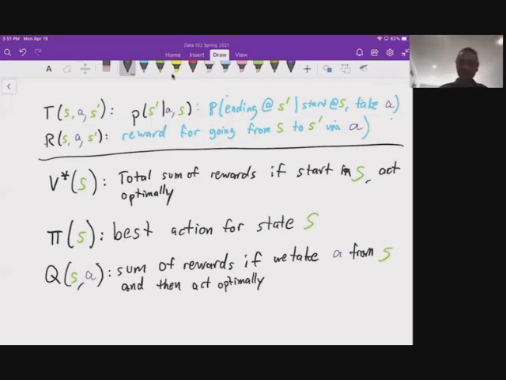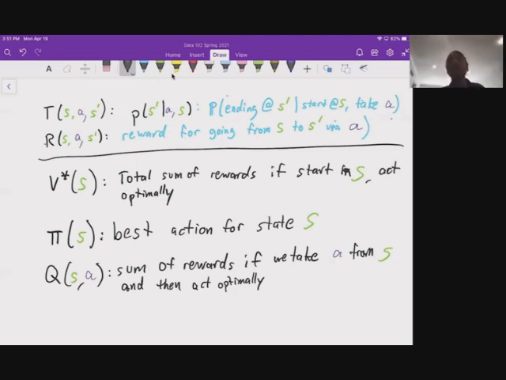You can see that V star is sort of related. These are all related to each other, and they're also related one step down the line, right? You can imagine that Q is the sum of rewards if we take A from S and then act optimally, right?